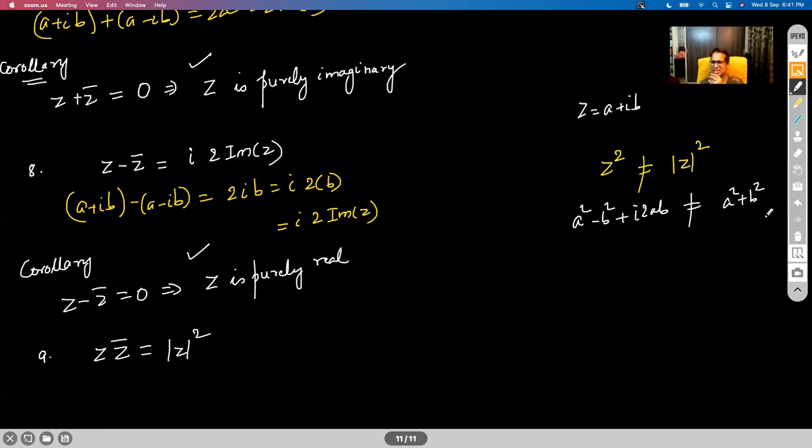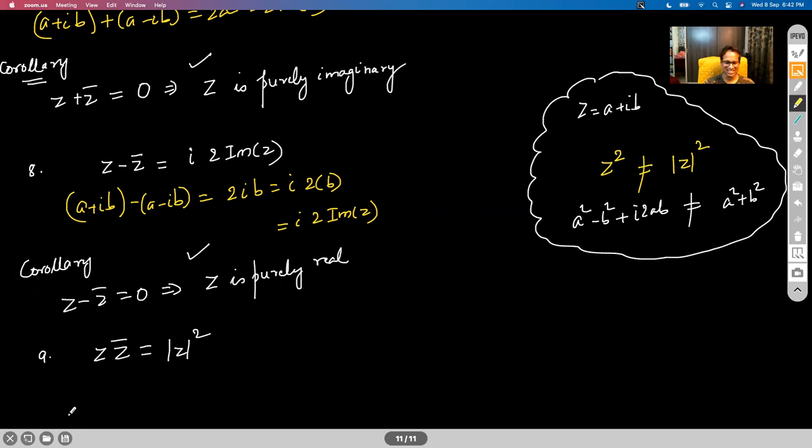One is a complex number which may have an imaginary part, but the other is actually purely real. This is purely real. This is a complex number. Okay, please do not confuse between Z square and mod Z square. Very, very important. Let me make a cloud here. This is a very important property and you will see it used in many, many questions. A lot of questions have been framed on this property.